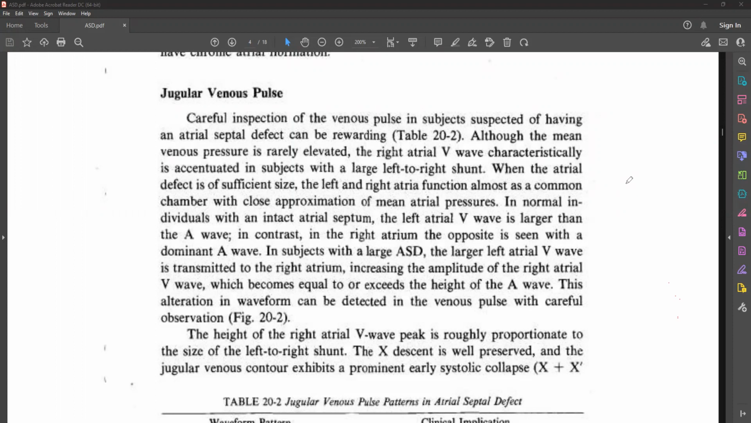But if you look at the left atrial V wave in normal individuals, which we didn't discuss at all because we are talking about the JVP, which is all right atrial, in an individual with an intact atrial septum the left atrial V wave is actually larger. This is partly reflected due to the continuity of the contraction of the right ventricle and left ventricle and the variation in the filling pattern. I'm not going into the reason why the left atrial V wave is larger in a healthy individual.